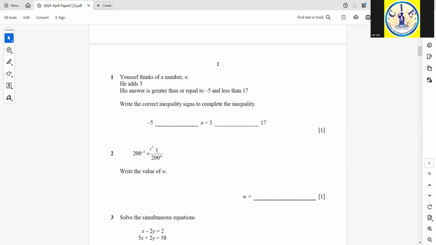Question number 1. Yusuf thinks of a number n, he adds 3. So it can be written as n plus 3. His answer is greater than or equal to negative 5 and less than 17. So if this answer n plus 3 is greater than or equal to minus 5, that means minus 5 itself will be lesser than this value.